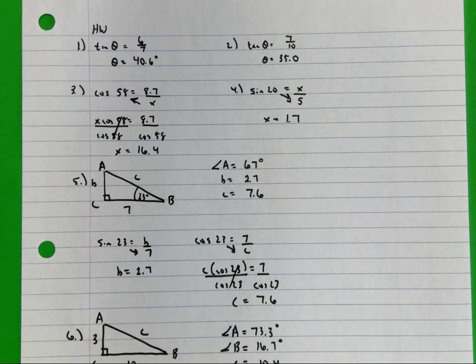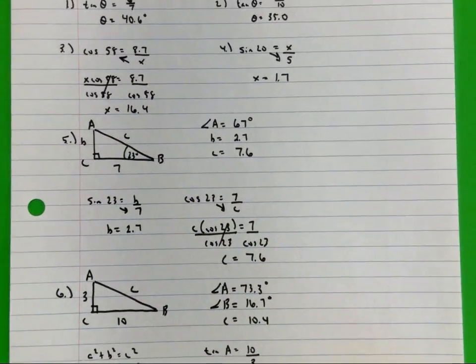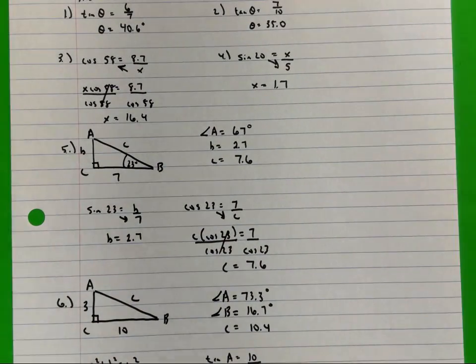There's number 1 through 6. Number 1, your theta is 40.6 degrees. Number 2 is 35.0 degrees. Number 3, x is equal to 16.4. Number 4, x is equal to 1.7.